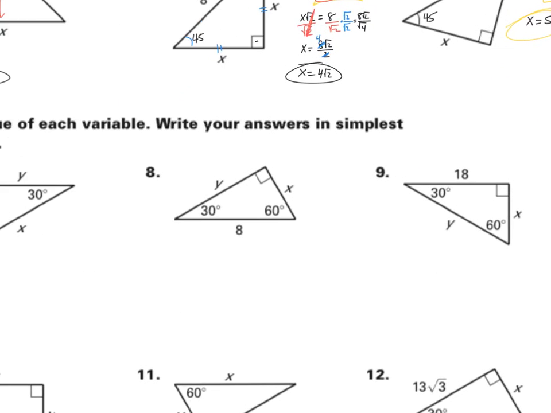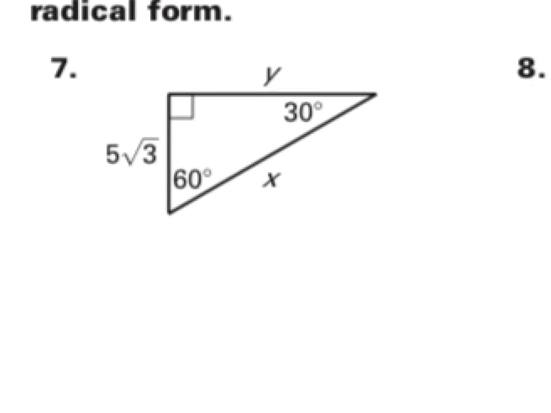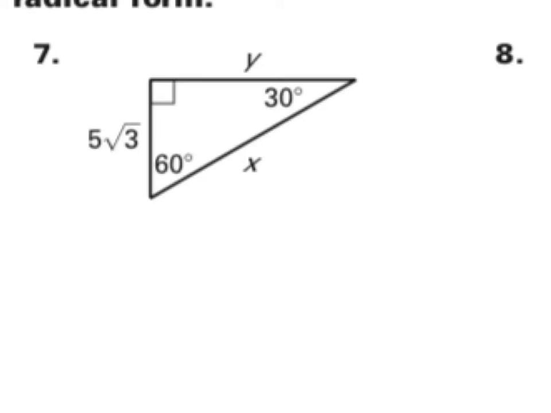All right, so moving on to number 7. For number 7, we now switch to 30, 60, 90 triangles. So 30, 60, 90 triangles have a different shortcut. It's 1, square root of 3, 2. 1, square root of 3, 2. 1 is always the shortest leg, and the shortest leg is always opposite the 30-degree angle.